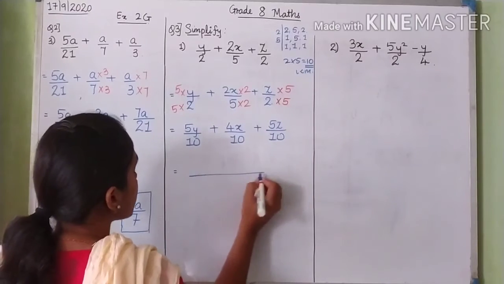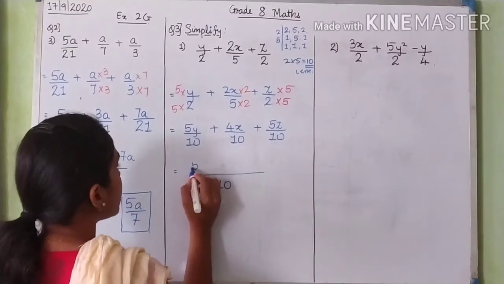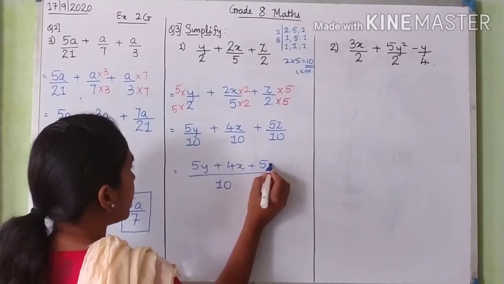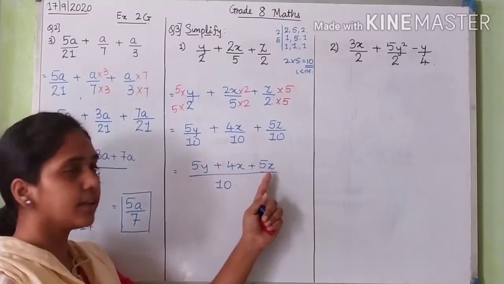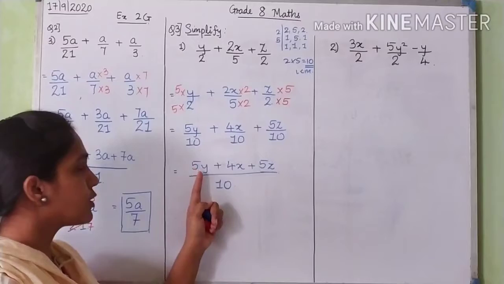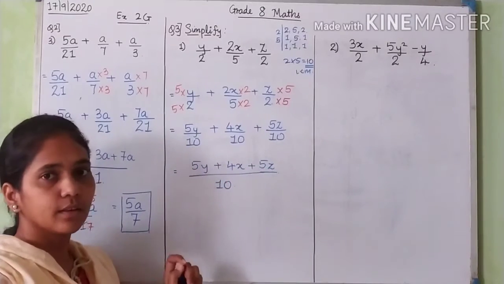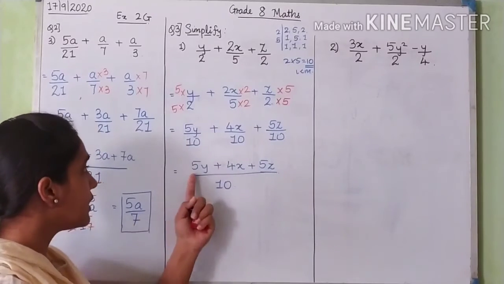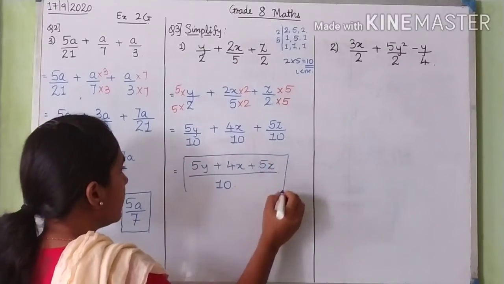Now the denominators are equal. So I write one denominator, and the numerators which I have got are 5y plus 4x plus 5z. Now here you can see that the numerator terms are not like terms. They are unlike terms, right? One is y term, one is x term and one is z term. So we cannot add them together, because unlike terms we cannot add. So this remains as it is, and this would be our final answer.